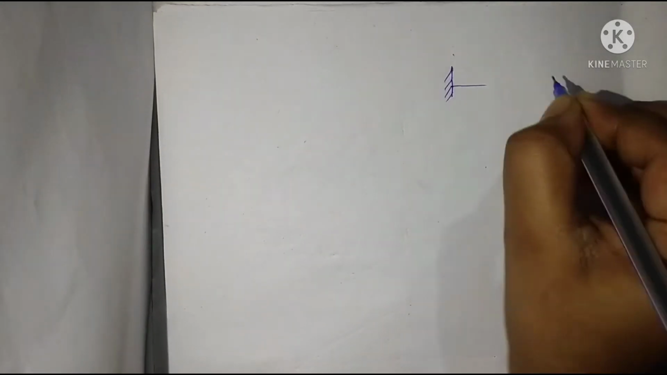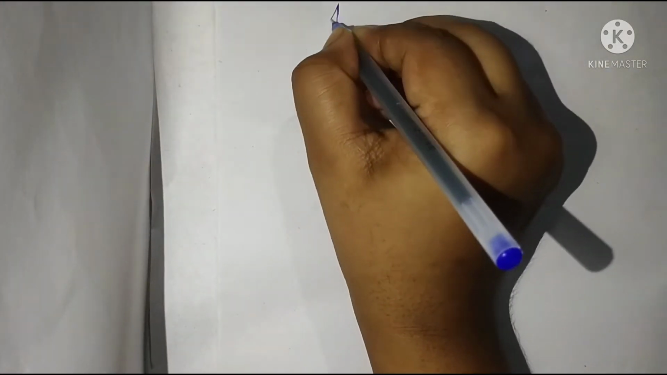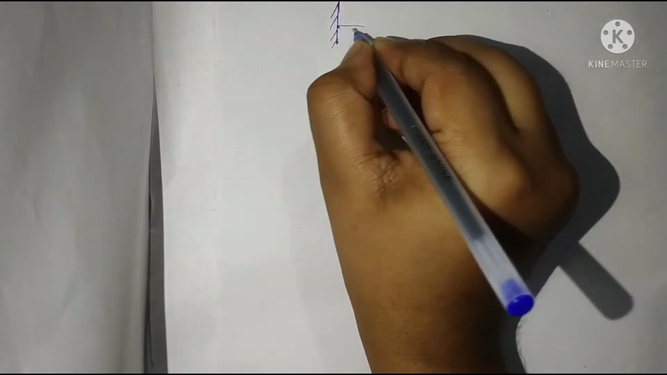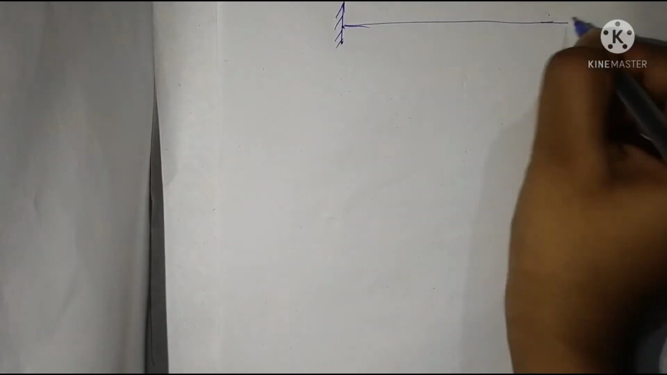Now move to our next problem using all types of loading. We learned using only UDL, only UVL, only concentrated load. Now we are taking a beam which carries all types of loading. Let's draw a beam which carries all types of loading.